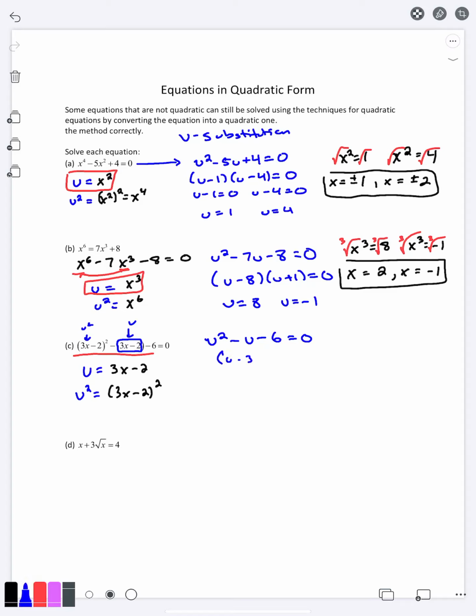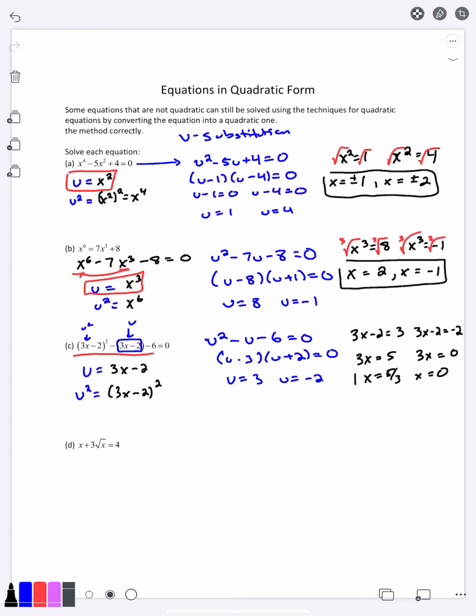Okay, so then we factor u minus 3, u plus 2. That gives me u is equal to 3 and u is equal to negative 2. And then once we've got our u values, we go back to x. U is 3x minus 2, so 3x minus 2 is 3, and 3x minus 2 is negative 2. This gives me 3x is 5, or x is 5/3, and 3x is 0, or x is 0. So 5/3 and 0 are our two solutions here.